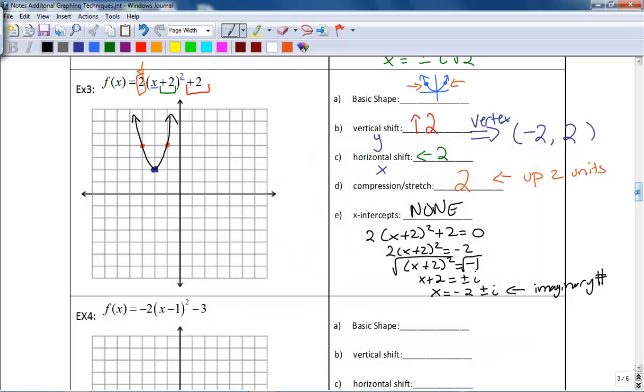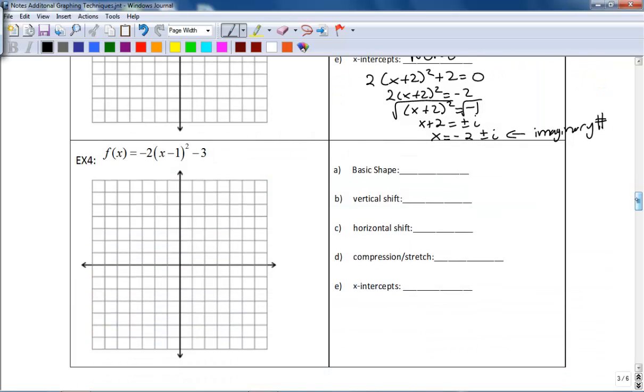Next example, I have negative 2 times x minus 1 squared minus 3. Again, same thing, figure out your basic shape. Well, I have an x squared, which is a parabola. And I remember that my parabola has key points in the same y direction. Vertical shift. Do I have a vertical shift? Is there a number I'm adding or subtracting to the function? Yep, I have a minus 3. Well, a minus means I'm going to go down 3 units.